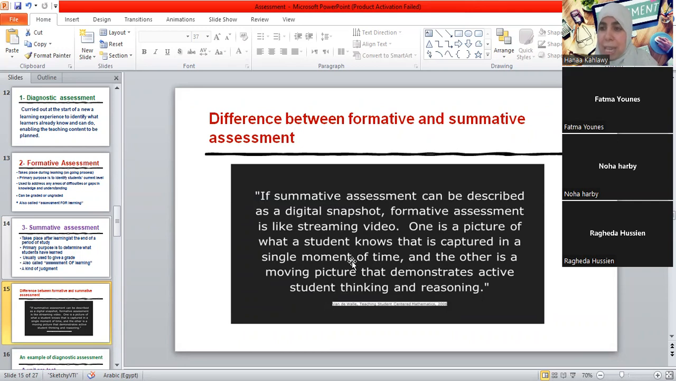So when I give my students at the end of the year a test, I can identify what they have learned, but this has happened in this point, in this moment, okay? So it looks like a snapshot. What about formative? It's continuous, okay? And it's ongoing. It looks like a video, a streaming video. So it's a moving picture that demonstrates active student thinking and reasoning. So it can give me a continuous picture of the student's level, not a snapshot. Okay, can you imagine the difference between formative and summative?